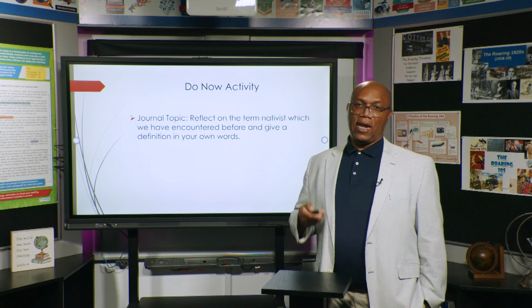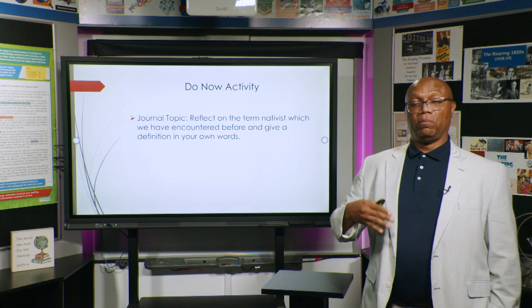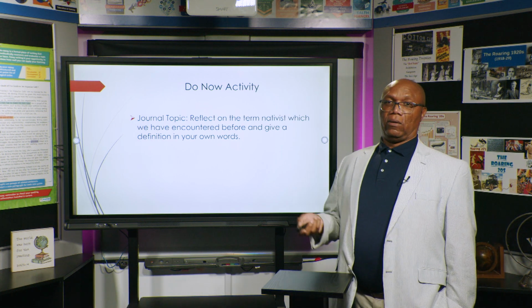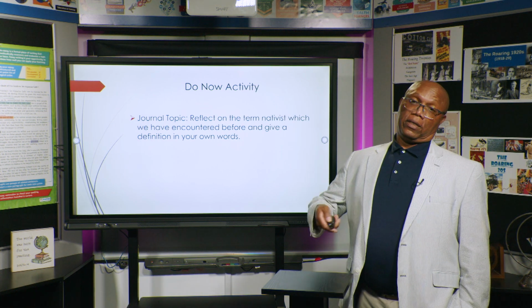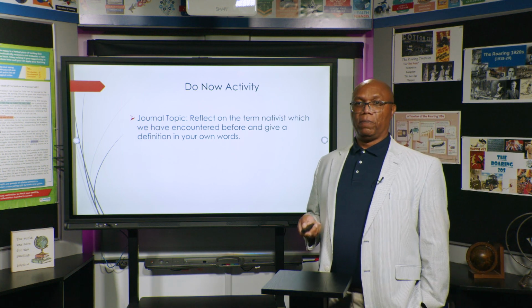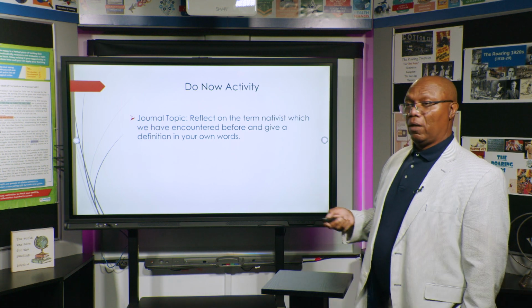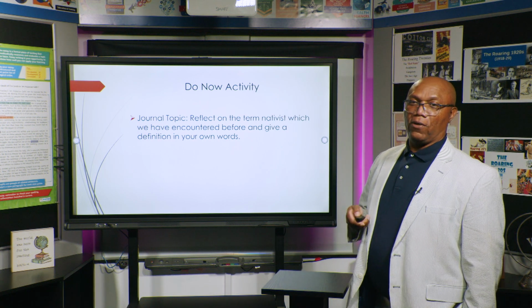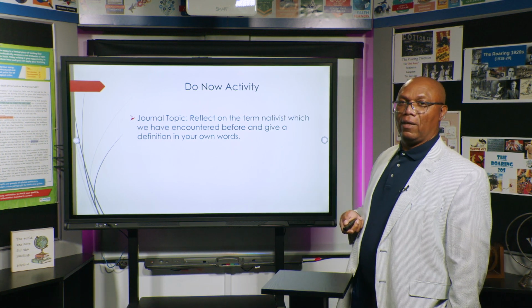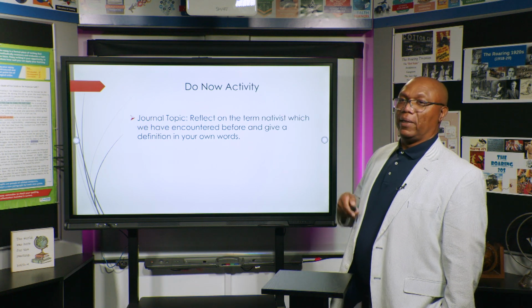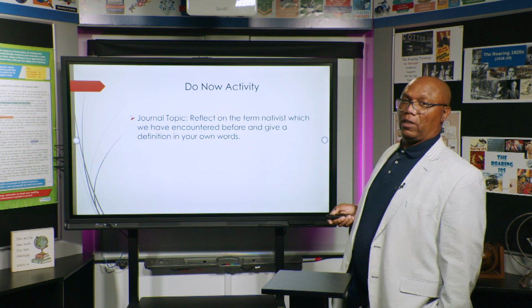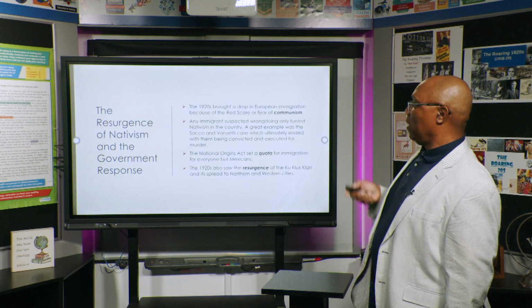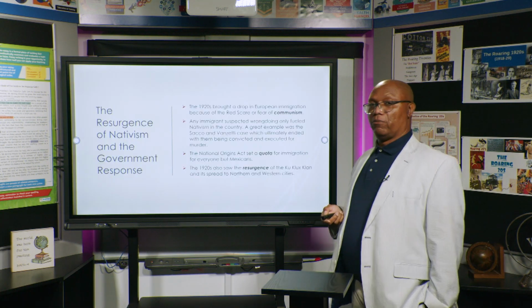So when you look at nativist sentiment in the United States of America, it's something that's been around for a long time. And even today, there's a lot of nativist sentiment, in that what the government is trying to do in some cases is limit the amount of people that are coming into the country so that we can make America for Americans. Now, how you fall on either side of that particular equation is what your own personal beliefs are, but that's our history, and we notice that things in history kind of go through cycles. Today, we'll start with the resurgence of nativism and the government response.